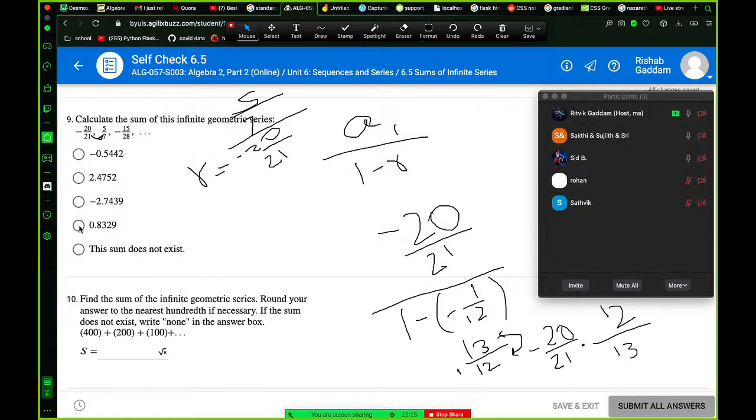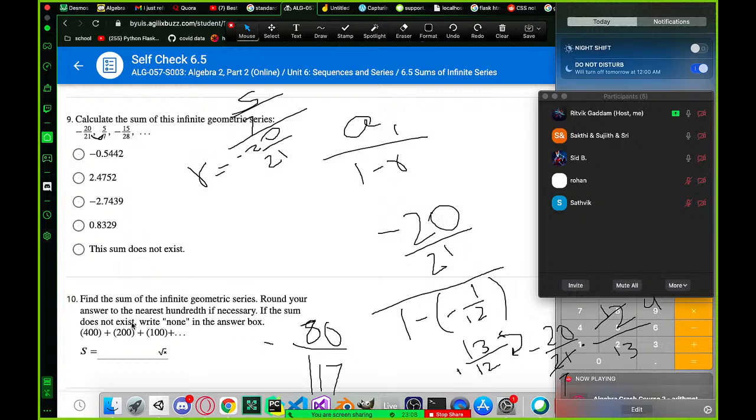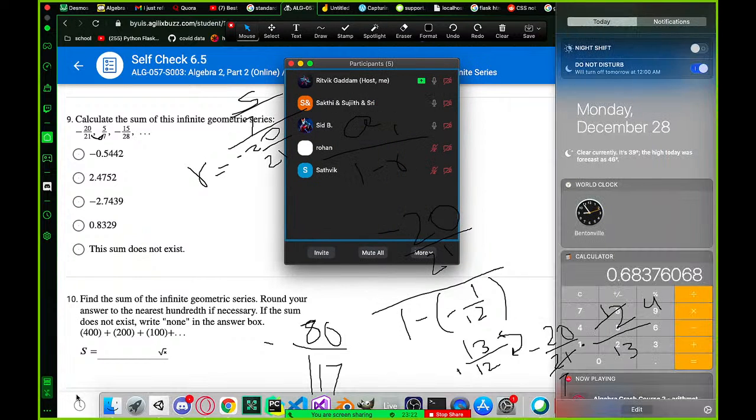One sec. I think it would be, wait. This is the second one. It would be a negative, right? Yeah. So then I think it would be the third one. But I'm going to check right now.